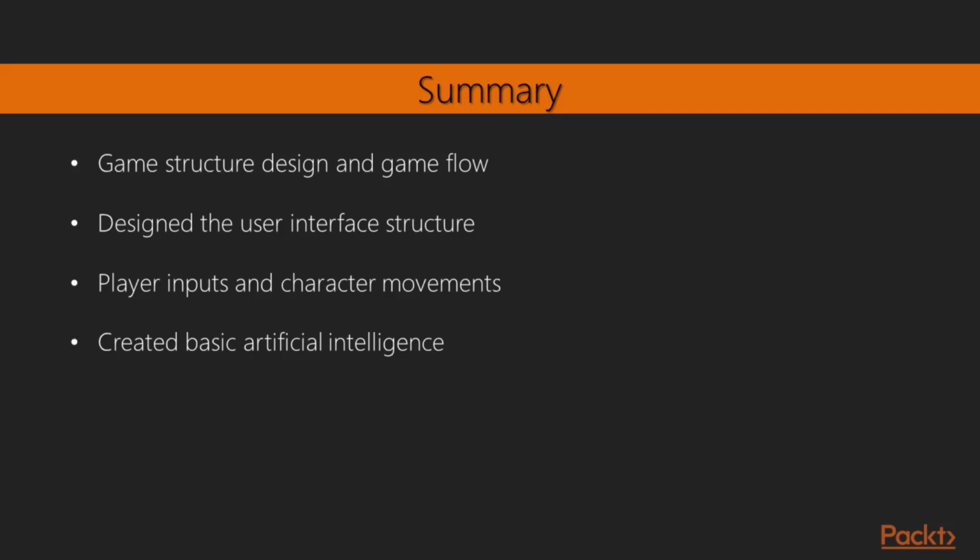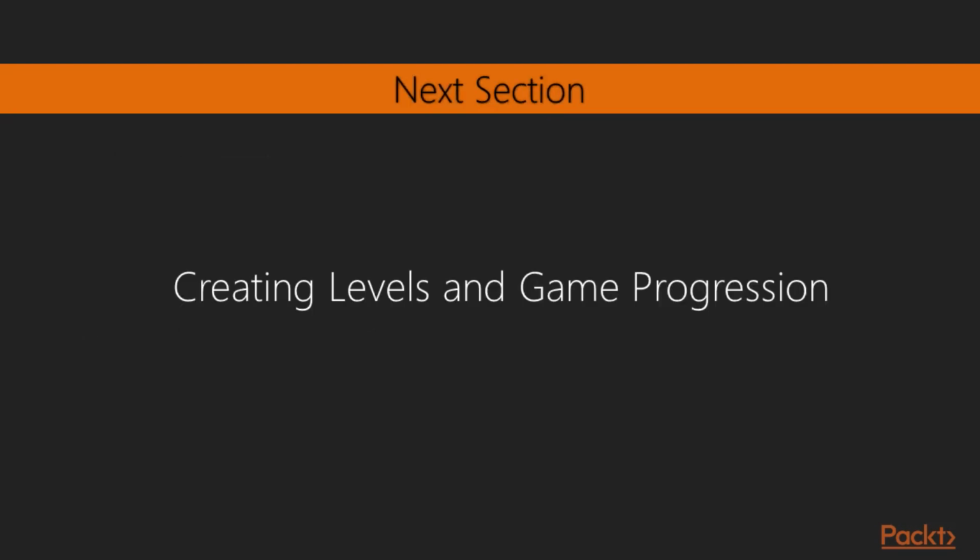In this video, we have created the basic artificial intelligence. In this section, you have learned how to design your game structures with flowcharts and implement them in the Unity engine. You have also learned how to create a basic user interface in Unity, how to make your game character move around, and how to create basic AI that can chase you around in your game. In the next section, we will create levels and game progression.